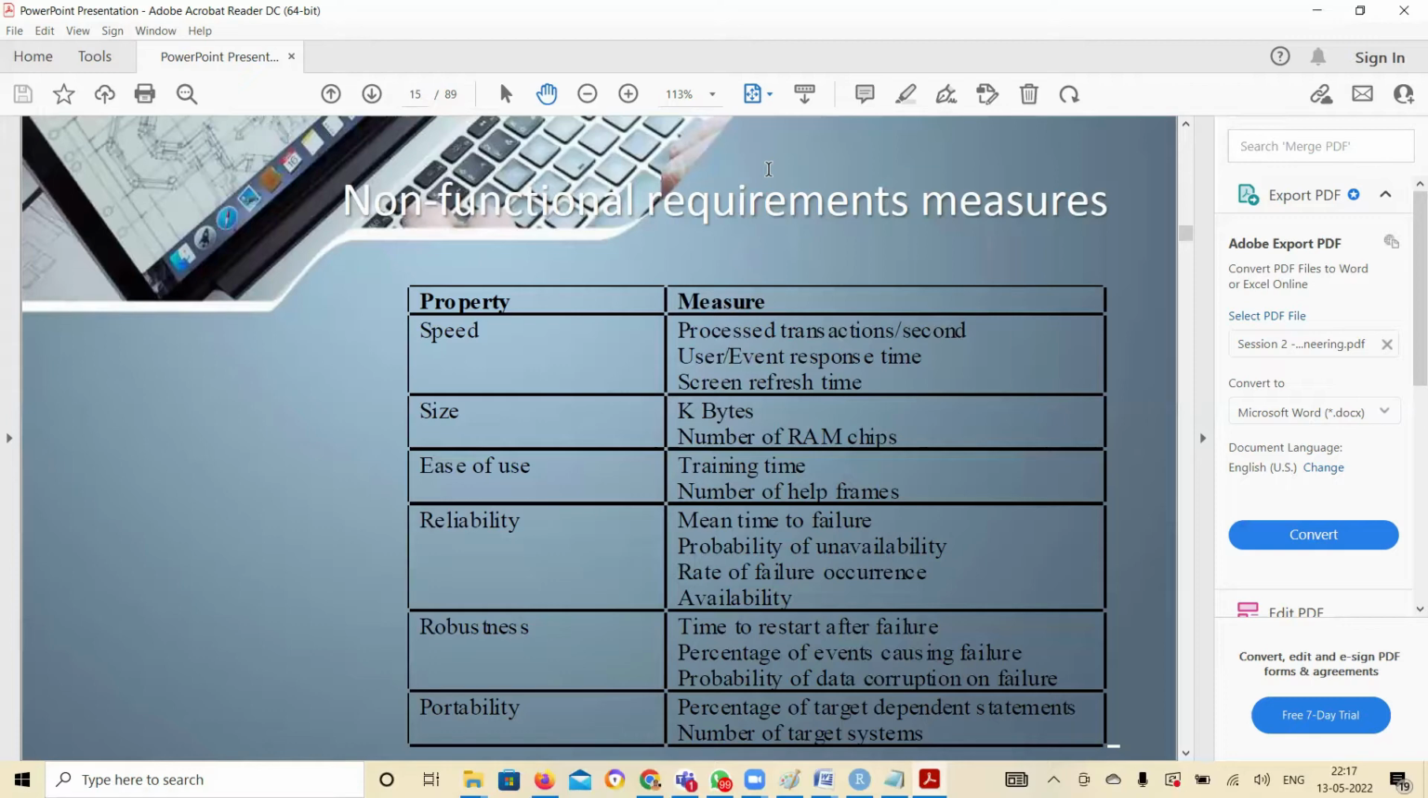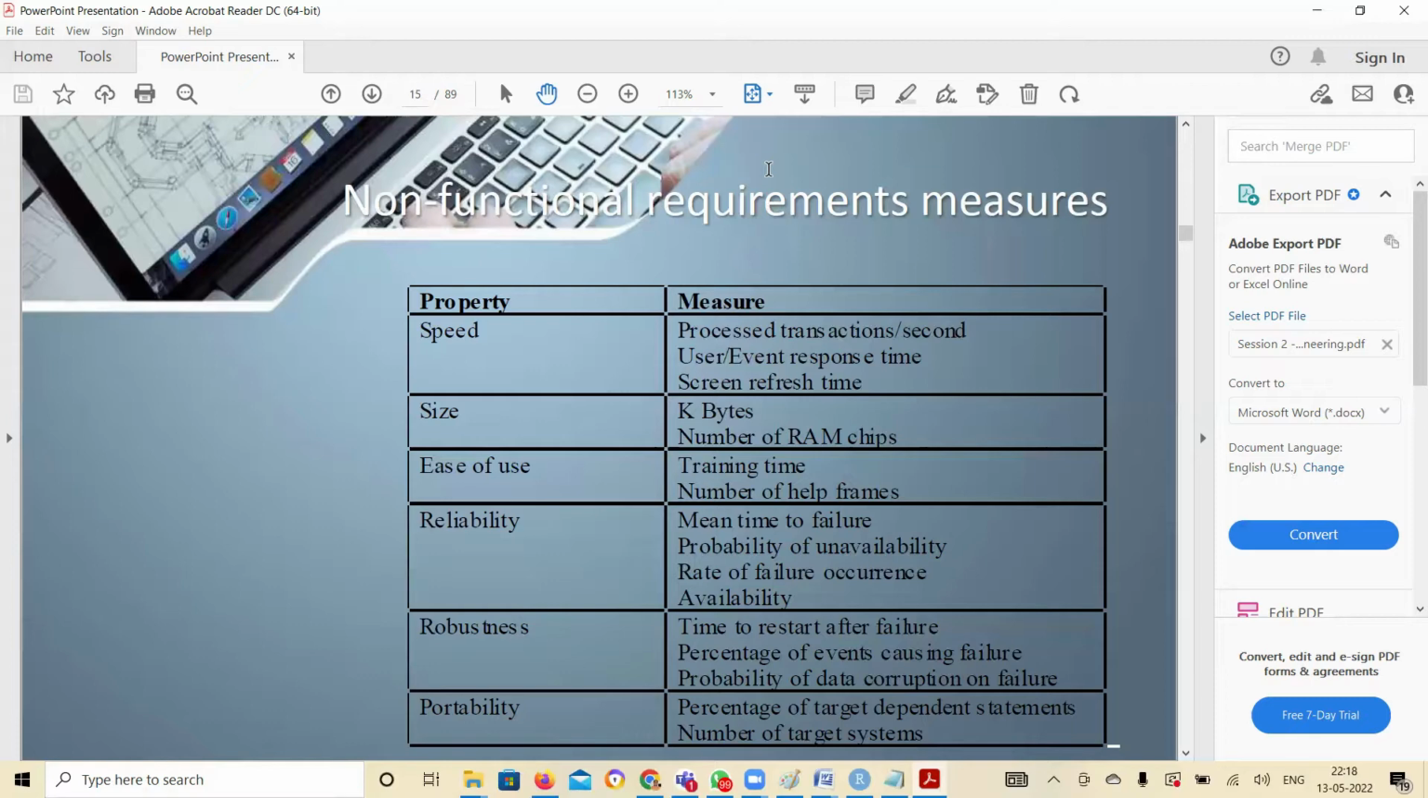So we say that the speed is good, or the user per event response time is better, right? You click search and then the result comes after 5 seconds, probably not good. Then screen refresh time, so how fast the screen is refreshed. If I say next, the next screen should come, right? When we are done with the current screen, you say next, you say submit. When you click, how soon you get the next screen, right? That's what we call screen refresh time.